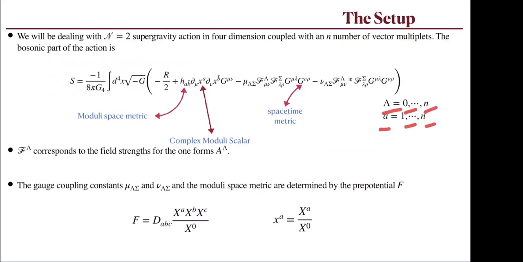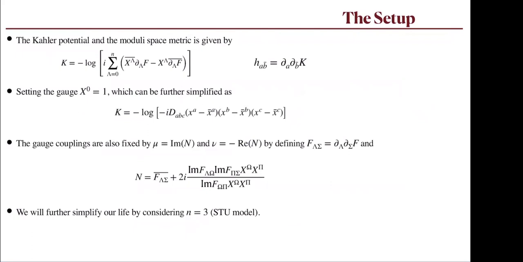A runs from 1 to n. So what you can do is introduce one new thing, and use some symmetries which guarantee that you can set any value for X^0. Normally you choose, at least here we chose, X^0 to be 1. If you do that, your life gets simplified, and you end up with a scalar potential which simply looks like this. And also, as I said, this gauge coupling constant mu and nu that you have are also fixed. They are fixed through this relation, where you see this N also depends on your prepotential again. So everything is fixed. Here, these calculations are complicated.